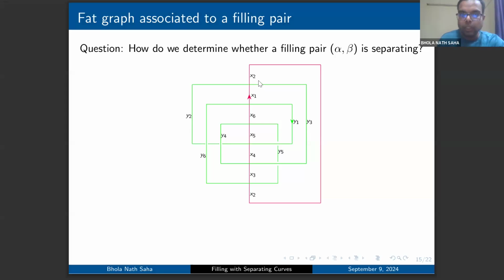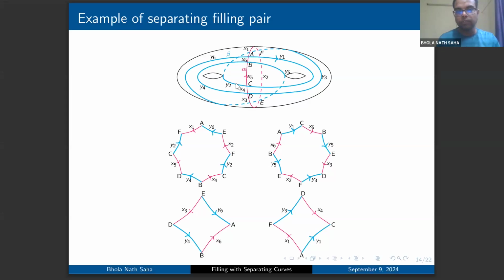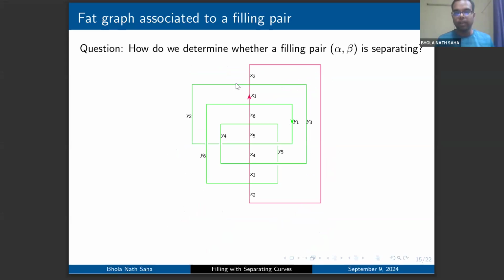So we have drawn this graph here, and also we have maintained the same ordering as on this surface. This is called a fat graph. This is the rough definition; I have not given the precise definition. The ordering is something like that.